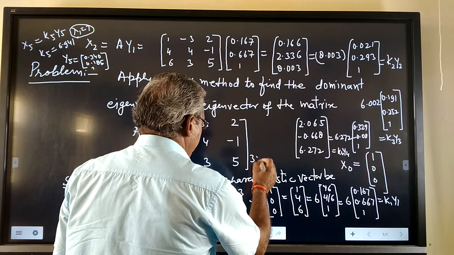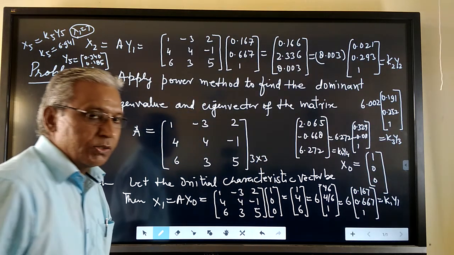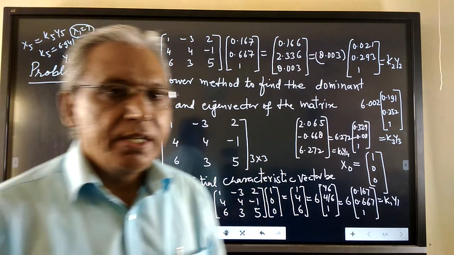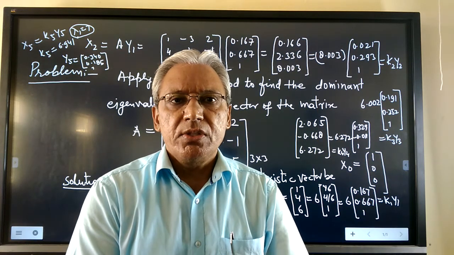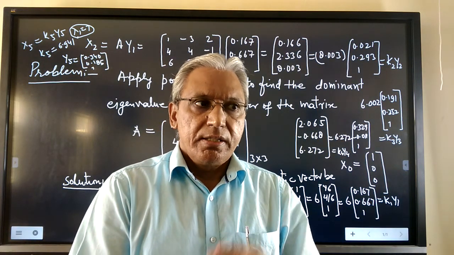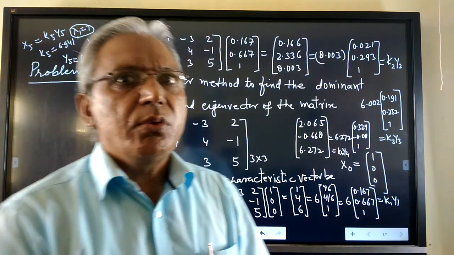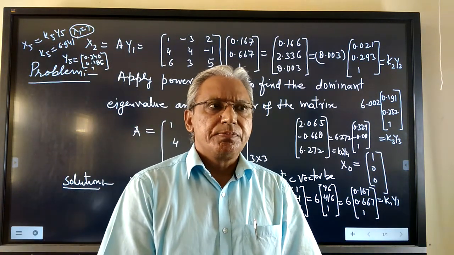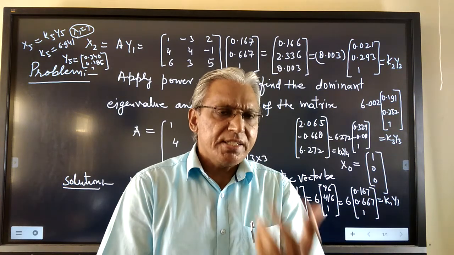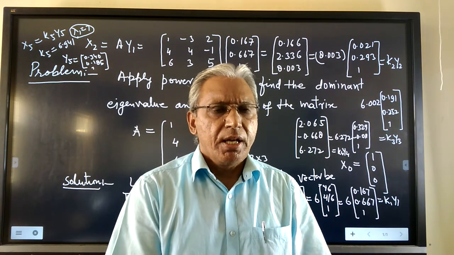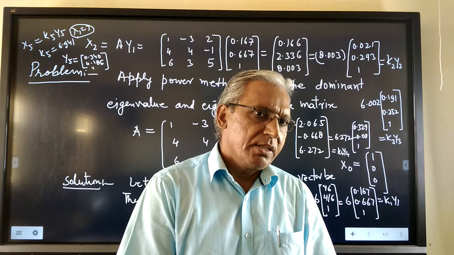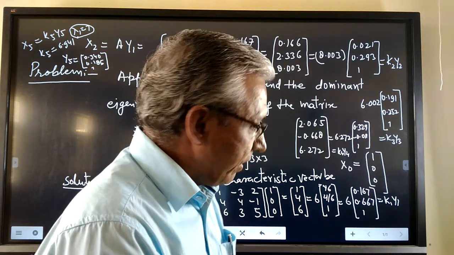It is a 3 by 3 square matrix. Therefore, it has 3 eigenvalues and 3 eigenvectors. Now we have to find the largest numerical value of the eigenvalue and its corresponding eigenvector.